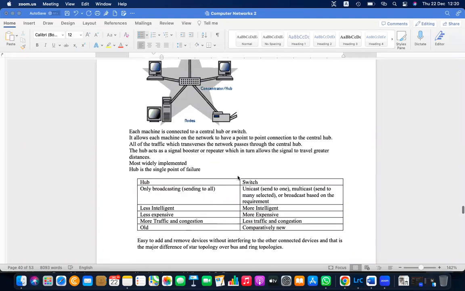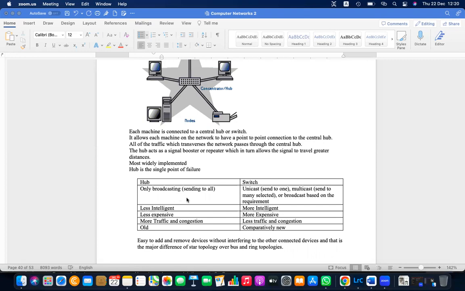That is switch or hub. We have discussed already under the network media. A switch is more intelligent, and it can unicast when sending to one, broadcast when sending to all, or multicast when sending to selected parties. Data can be sent to one party, all the parties, and also selected parties. It is intelligent. But here it's not.